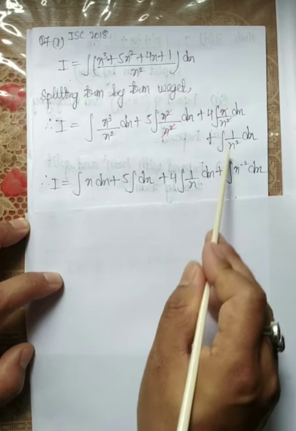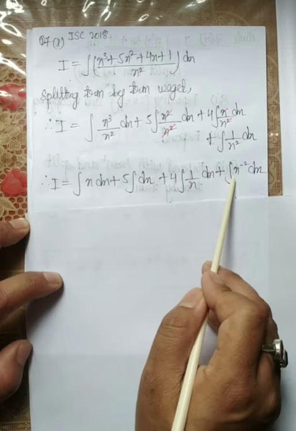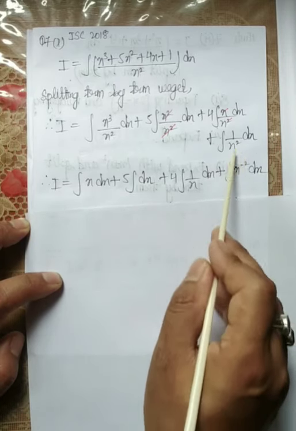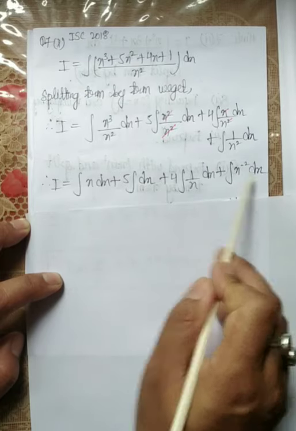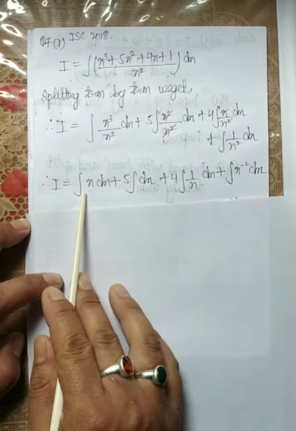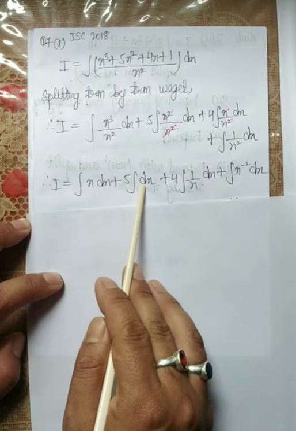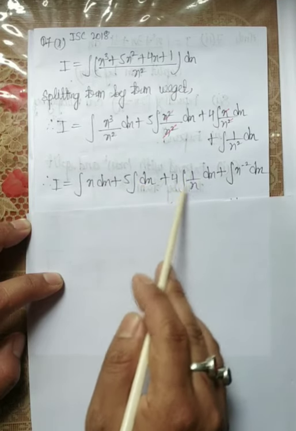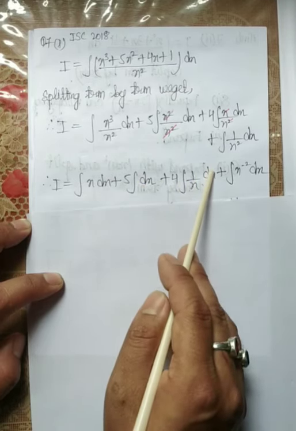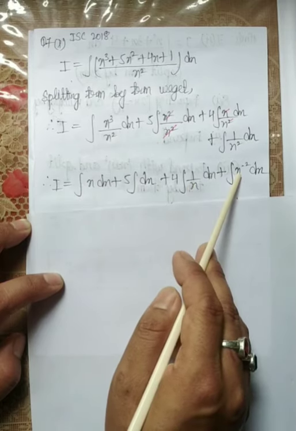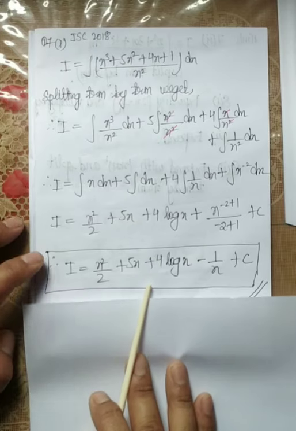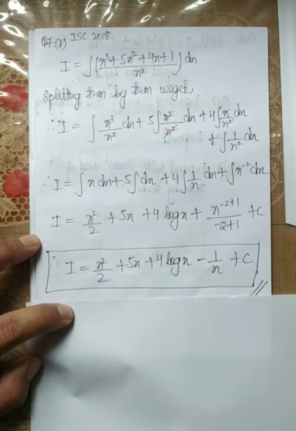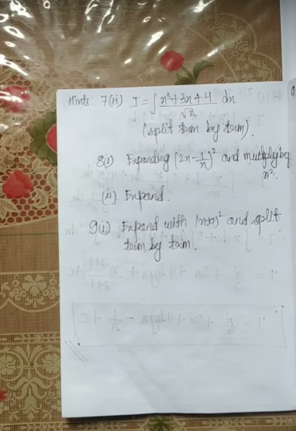and plus, yesterday we have learned how to evaluate this type of integrals, isn't it? So make it in the form of x to the power n, so x to the power minus 2 dx, and now we simply use the formula. This is x squared by 2, this is 5x, plus this is 4 integration of 1 by x dx, log x, and this one you know, x to the power n formula. Okay, so if you use the formulas, you'll be getting like this, and hence this is the final answer. So pause the video to note down.